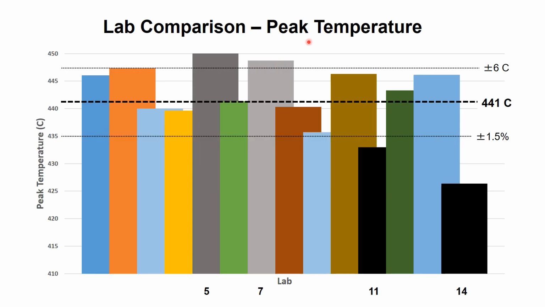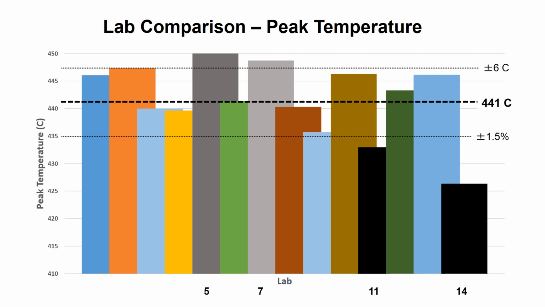Next, we have the temperature of the peak. The average for this was 441 degrees Celsius, plus or minus 6 degrees, or 1.5%, which is pretty good, but the outliers are 10 to 15 degrees off, which is way too much. They will need to perform a temperature calibration in order to correct this.